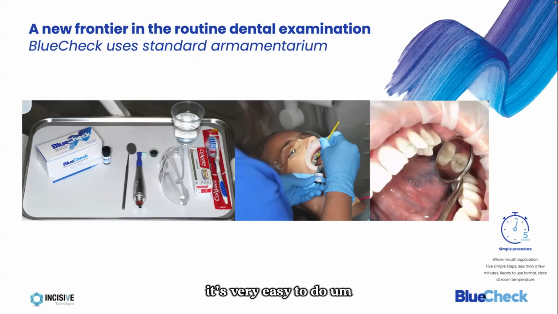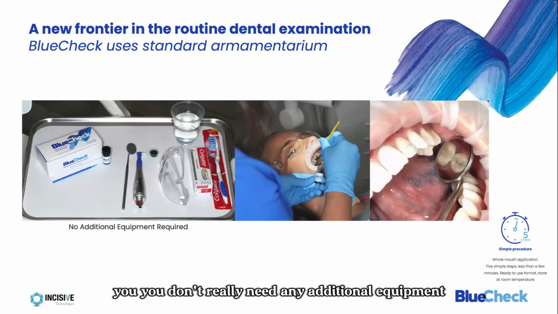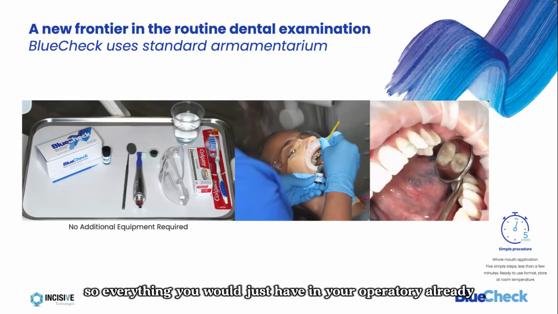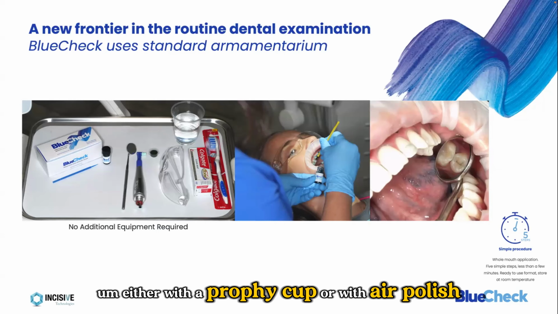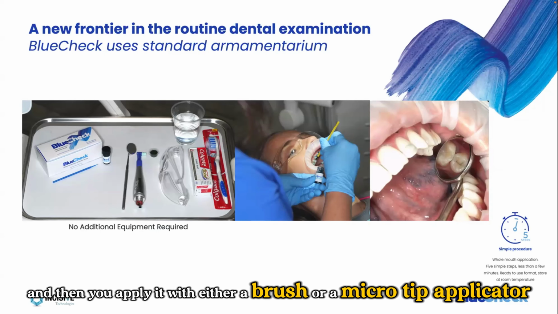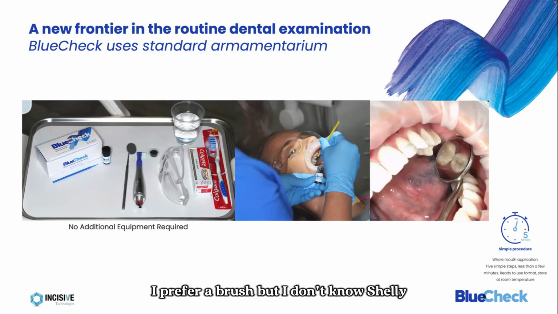It's very easy to do. You don't really need any additional equipment, so everything you would just have in your operatory already. You need something to clean the teeth. So it's great during a hygiene visit, after you polish, either with a prophy cup or with air polish. And then you apply it with either a brush or a microtip applicator. I prefer a brush, but I don't know, Shelly, you can say how you like to do it. I like a brush, but it doesn't come packaged with it because it is clinician's preference.